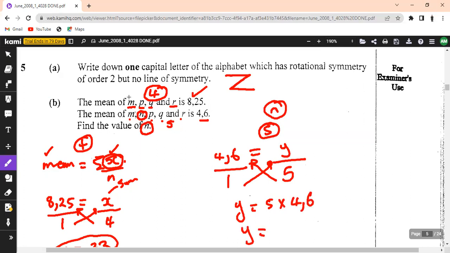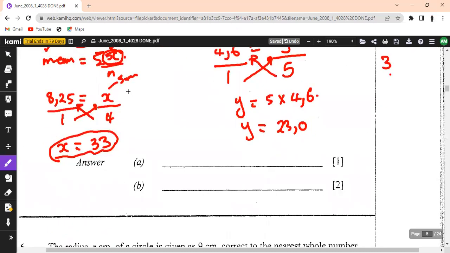Okay, so Y is going to be, if you multiply properly, let's see. We can just multiply 5 times 4,6. 5 times 6 is 30, we've got 3 here. 5 times 4 is 20. 20 plus 3 is 23. One decimal place, so it's 23 there. So the sum of 5 terms is 23, which is lesser than the sum of those 4. That one is not important. So here we are given the sum of 5 terms.